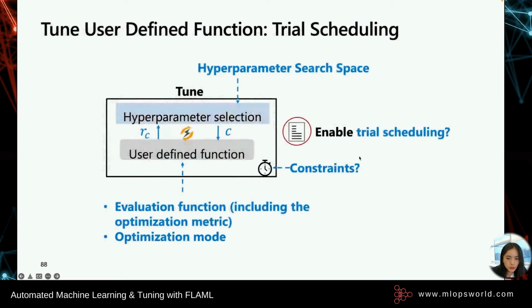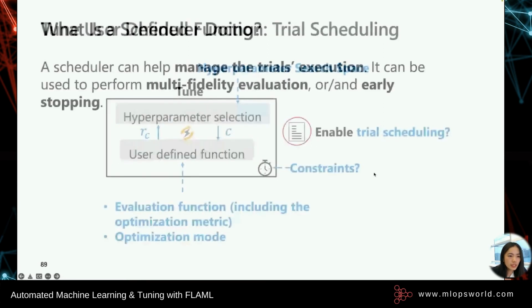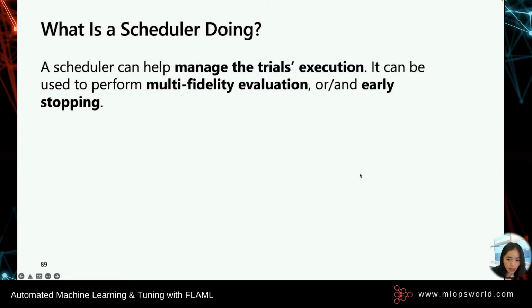Another important feature in Tune is that you can enable a scheduler to help manage your trials, for example, to do some early stopping. In a nutshell, a scheduler is an algorithm which helps manage the trial's execution. It can be used to perform multi-fidelity evaluation and perform early stopping.